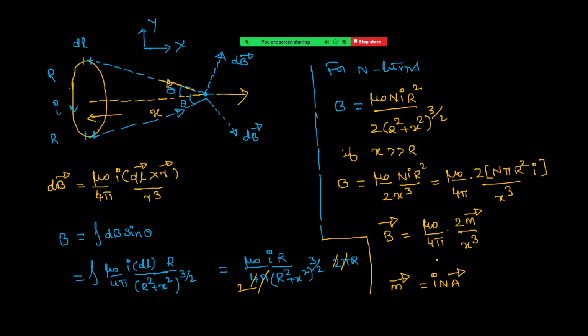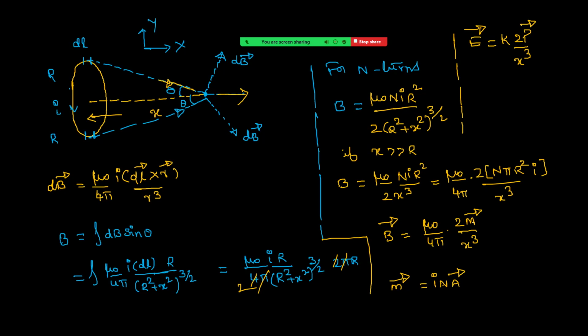If you remember, while discussing the electric dipole moment, in case of an electric dipole, on its axis, what is the field? Electric field equals K into 2p by r cube, or with distance x, 2p by x cube. Now the only change is that in place of K it is μ0 by 4π, and in place of P bar it is M bar. So P bar is the electric dipole moment and M bar is the magnetic dipole moment.